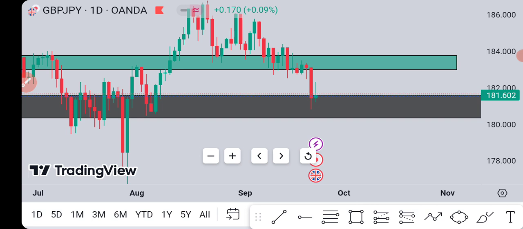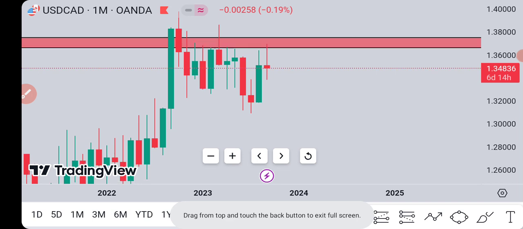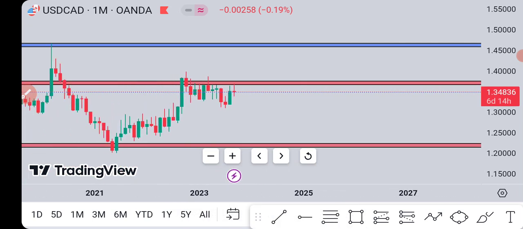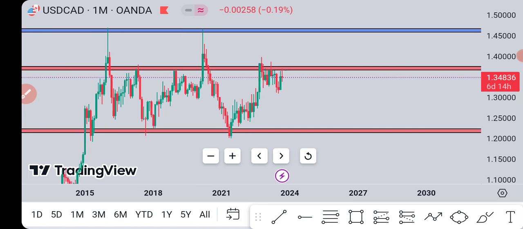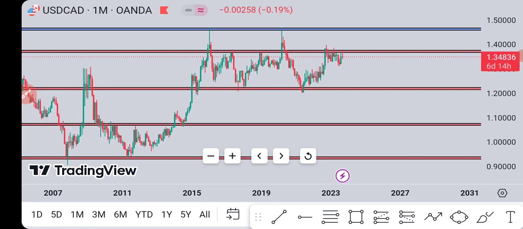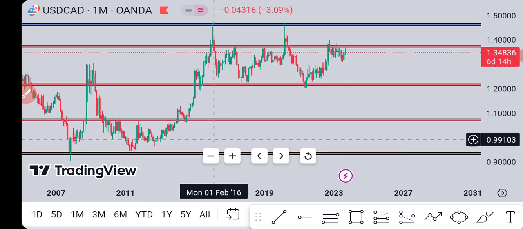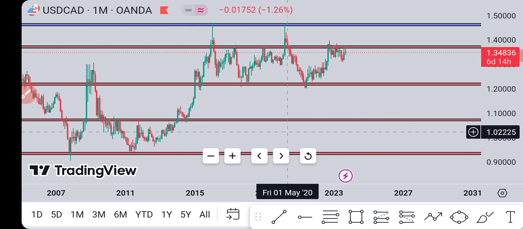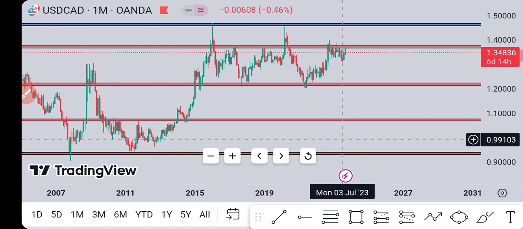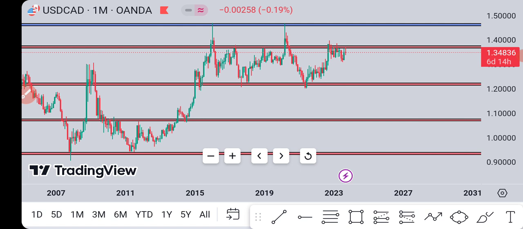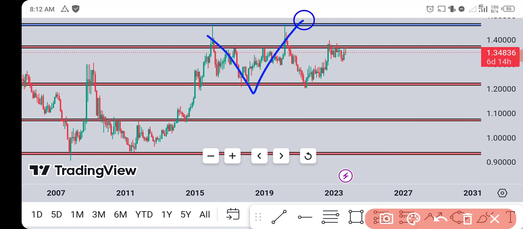So the next pair I'll be taking is USDCAD. Now this is my USDCAD on the monthly time frame. By looking at the monthly, we are just in a range since December 2015 till now. We are just ranging inside of this zone, just moving down, up, down, up, down.